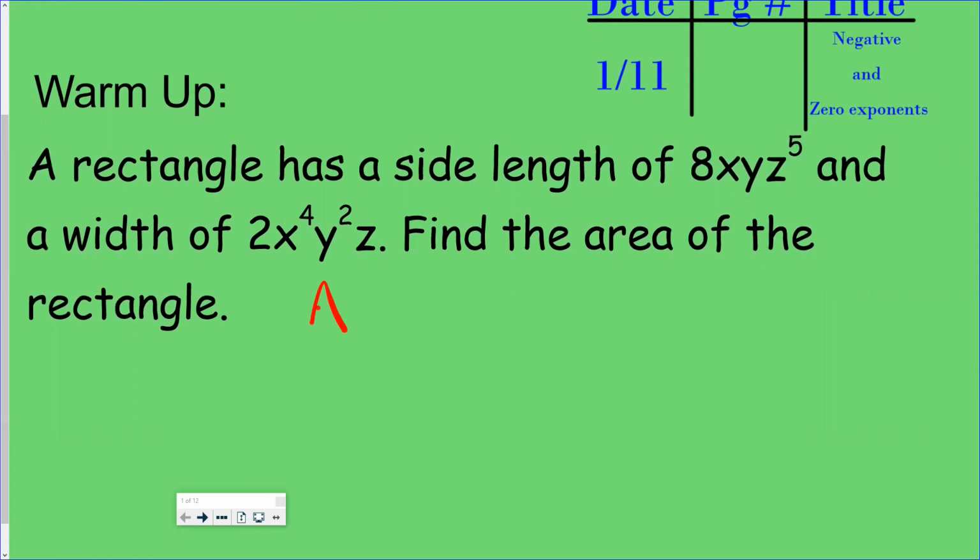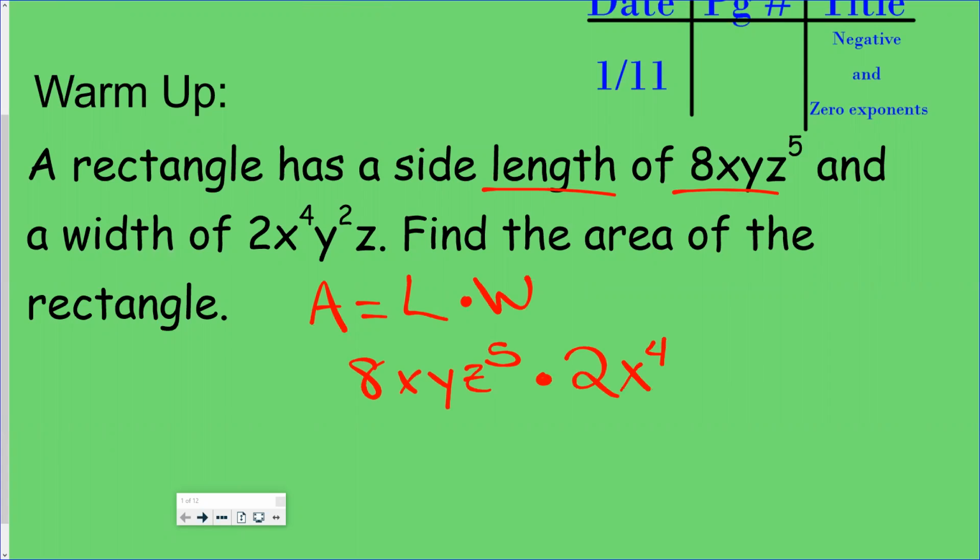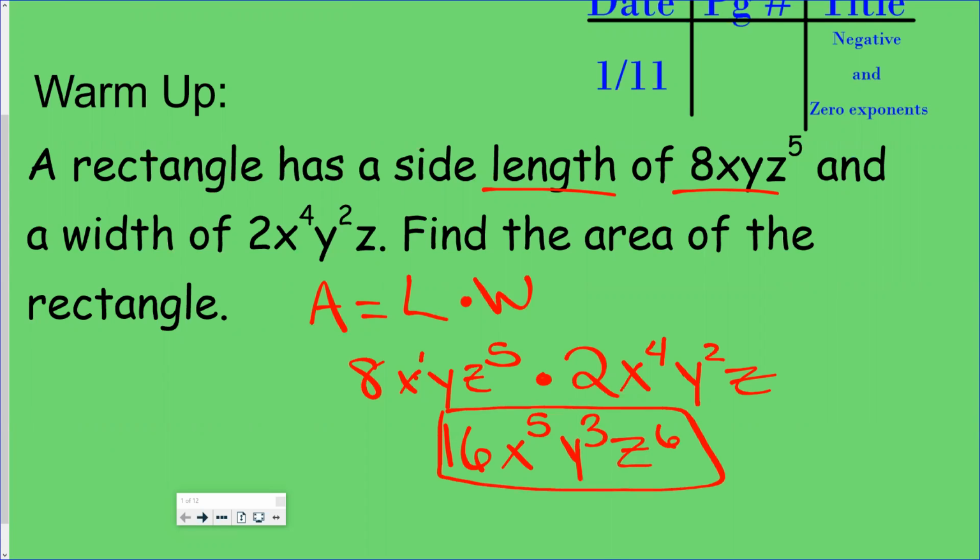How do you find the area of a rectangle? Area equals length times width. So I'm going to take my length of 8xyz^5 and multiply it by 2x^4y^2z. My coefficients, 8 times 2, I multiply those. My x's, I add them up to get x^1 plus x^4, which is x^5. y^1 plus y^2 is y^3. z^5 plus z^1 is z^6. And that would be my area.